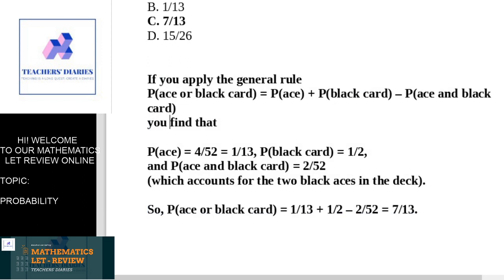So we can find that P of ace is 4 over 52, which would be equal to 1 over 13 if we reduce. And the P of black card is 1/2 because it's 26 over 52. And the P of ace and a black card, or the intersection between the ace and the black card, is 2 out of 52, which accounts for the 2 black aces in the deck. So therefore, P of ace or black card is equal to 1 over 13 plus 1/2 minus 2 over 52, and that would conclude to 7 over 13.